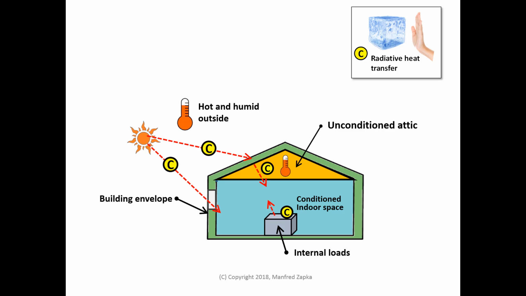It is important to keep in mind that all three modes of heat transfer are occurring simultaneously, where they have certain interactions among each other. The sum of all heat transfer modes determines the overall transfer of heat into the building. This concludes our overview of important heat transfer modes that occur in buildings.